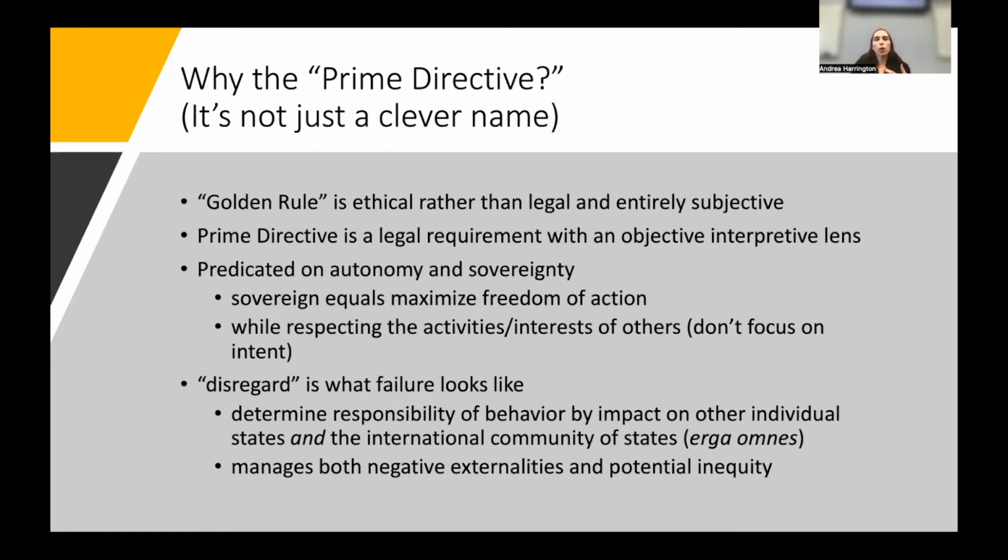So some folks call it the golden rule. I would argue that calling the due regard principle the golden rule is not helpful, because the golden rule is an ethical rule rather than a legal one, and it's entirely subjective. So treat others as you wish to be treated, right? Entirely subjective. How do I wish to be treated? It may not be the same as somebody else wishes to be treated. The United States may not wish to be treated the same way that another state would wish to be treated.